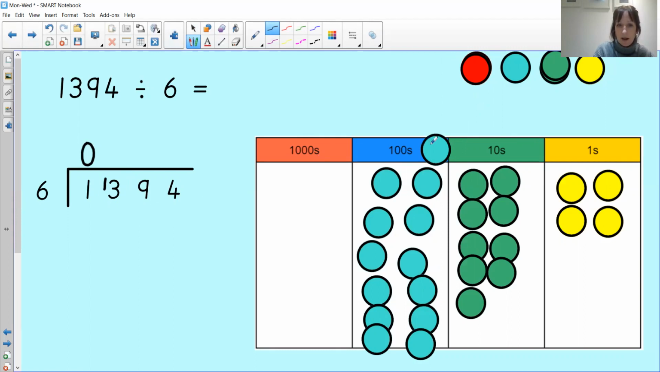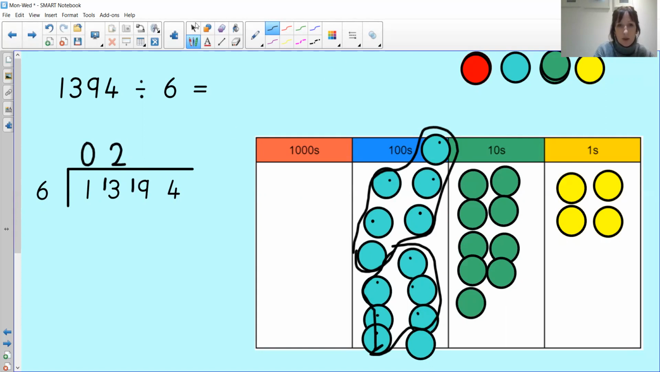So let's see how many groups of 6 I can make. Okay, so I've got 1, 2, 3, 4, 5, 6. So let's draw a group around them. And that's 1. So we've got 1, 2, 3, 4, 5, 6. So there's another group of 6. And I've got 1 left over, and I can't make another group with that. So I've got 2 complete groups of 6 out of 13. And I've got 1 left over.